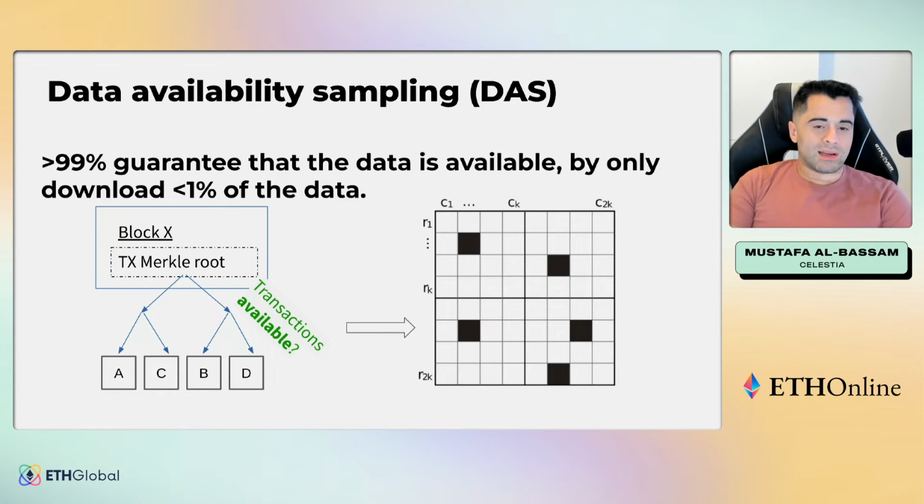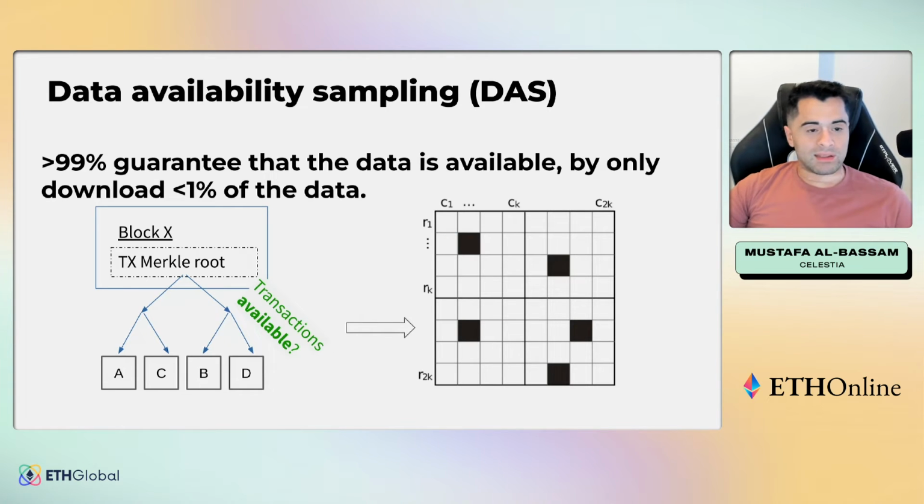And if the base layer is only trying to be responsible for data availability and consensus, then it can specialize more in trying to scale data availability in ways that are more efficient than if it tries to do everything at once.